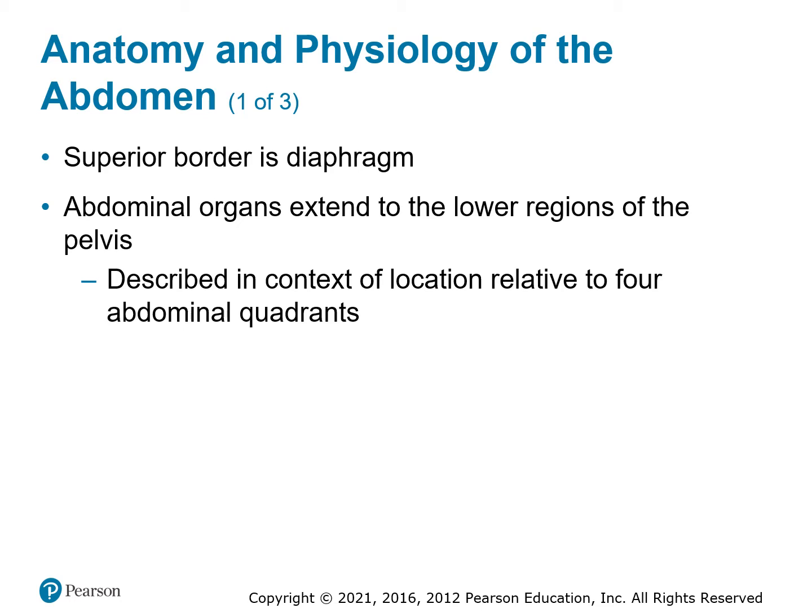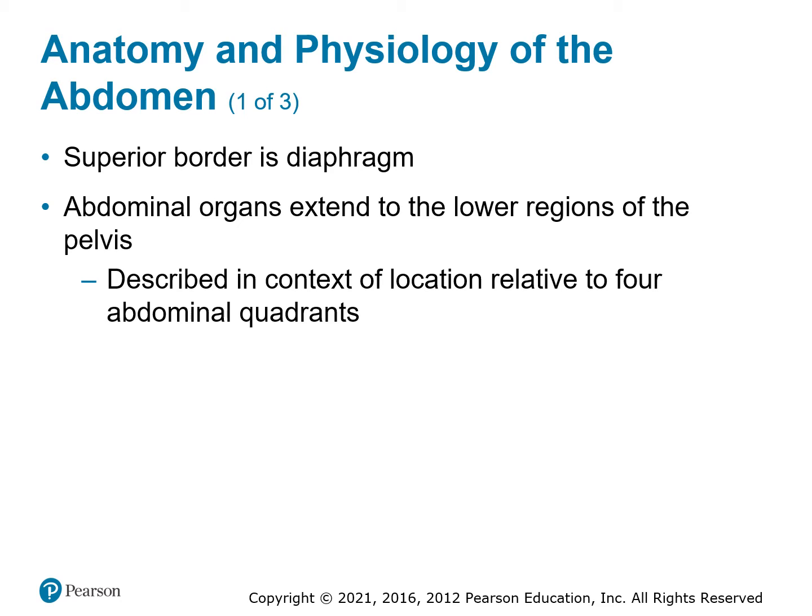Now, as we move down to the abdomen, we know the diaphragm is the lower border of the chest cavity. So in the same sense, the diaphragm is the superior upper border of the abdomen. The abdominal organs extend to the lower regions of the pelvis, and then we actually will break the abdomen into 4 quadrants so that you'll have a little bit better understanding.